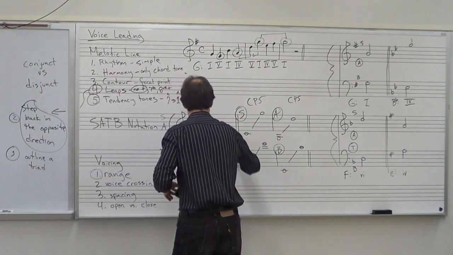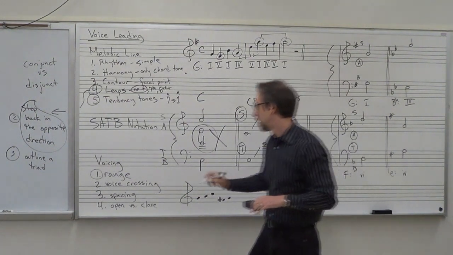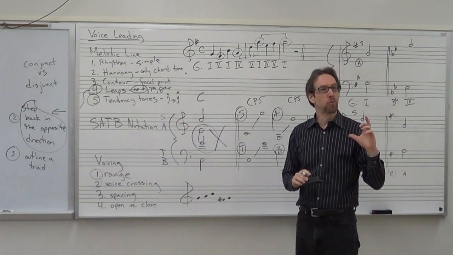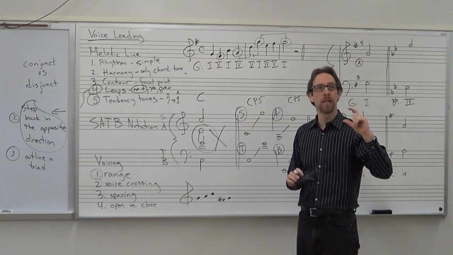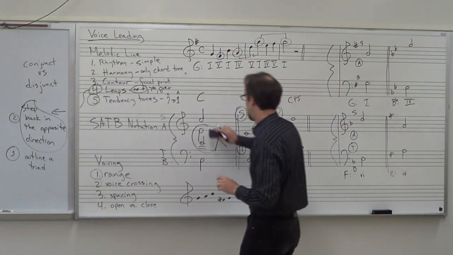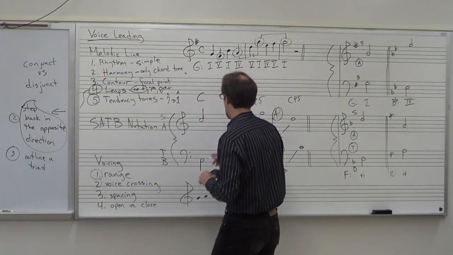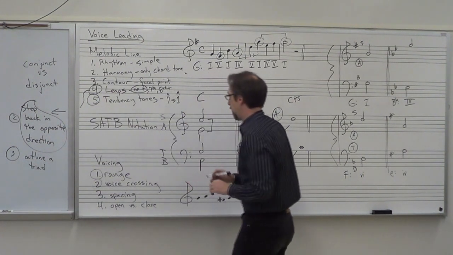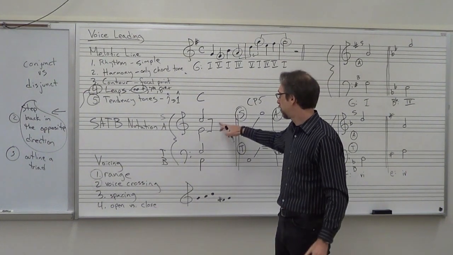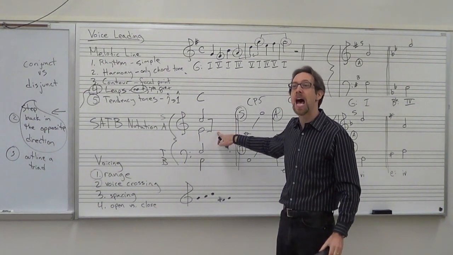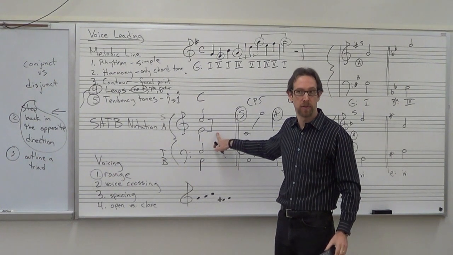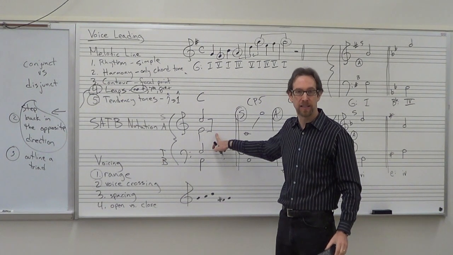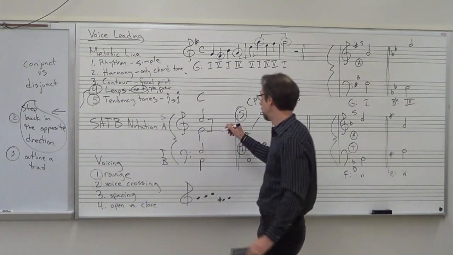So don't do that. Spacing. Here, there's rules regarding the distance between adjacent voices. So let's go back to our other voicing that we had before. The distance between soprano and alto cannot be more than an octave. Octave or less. That's what you're allowed between soprano and alto.